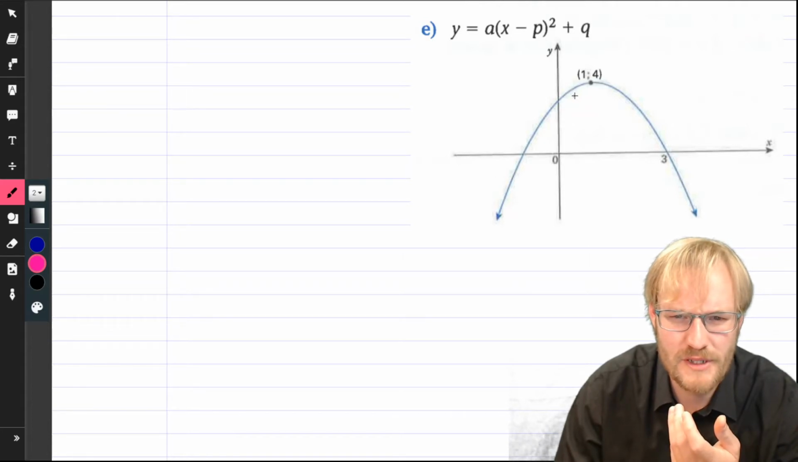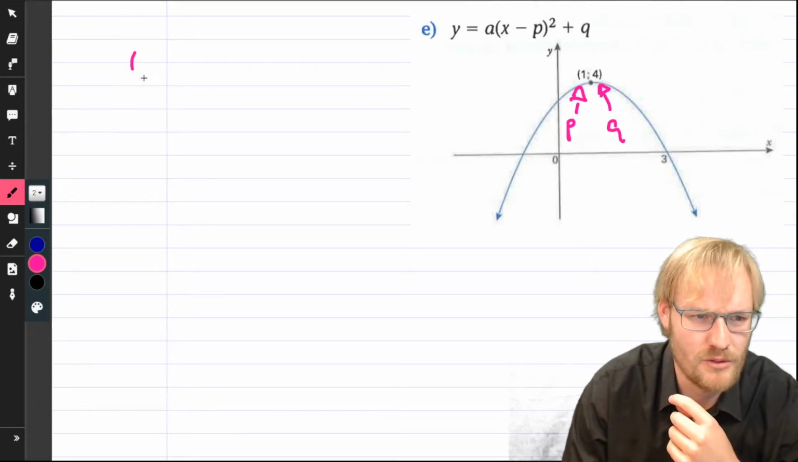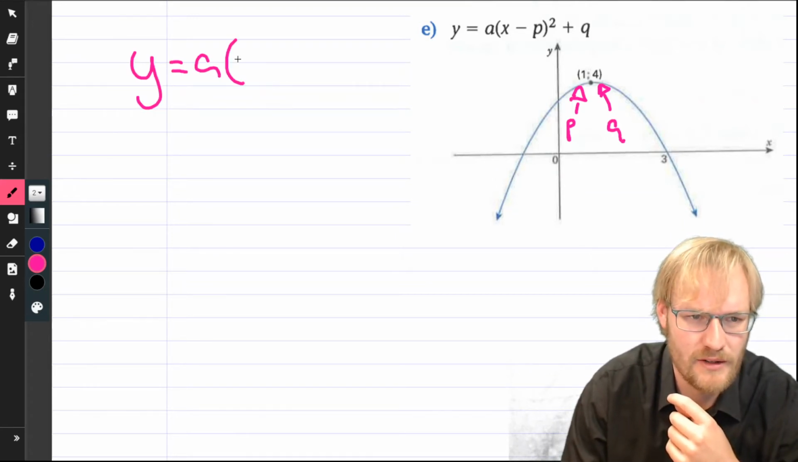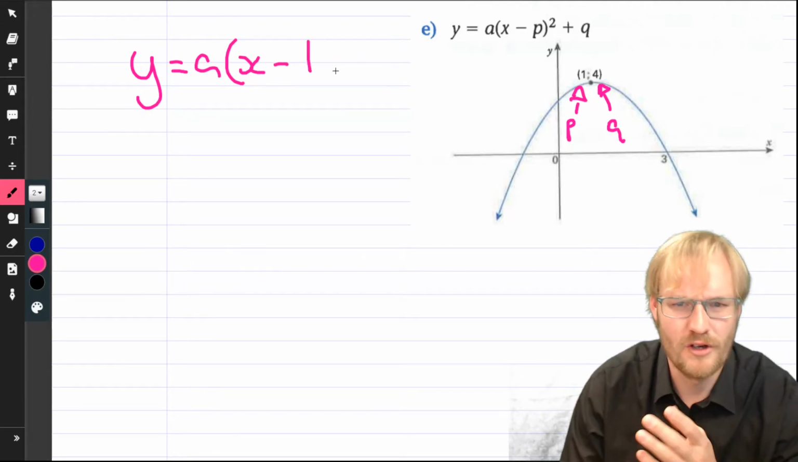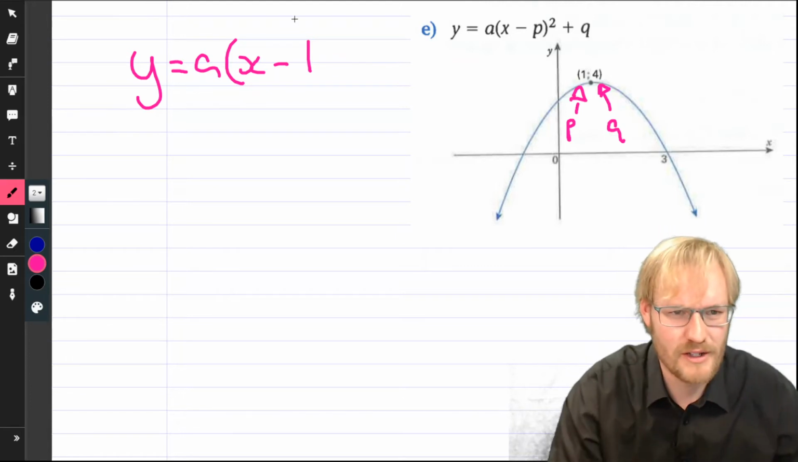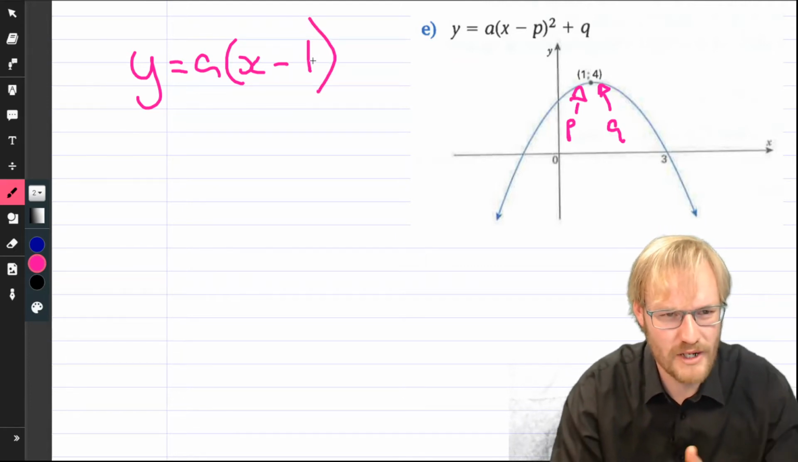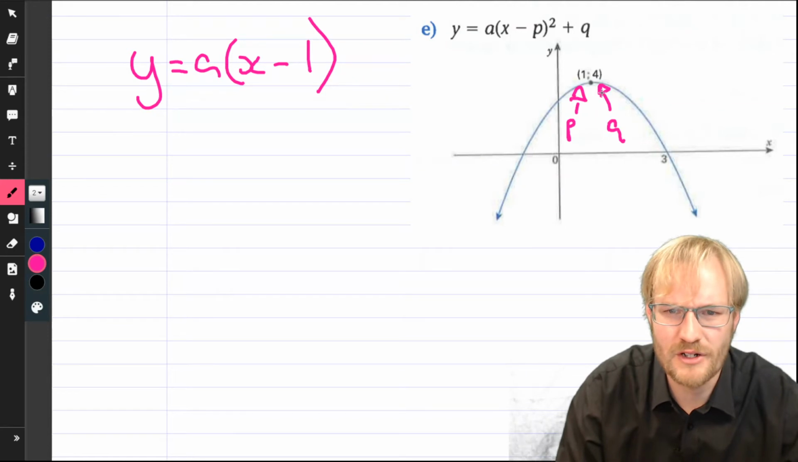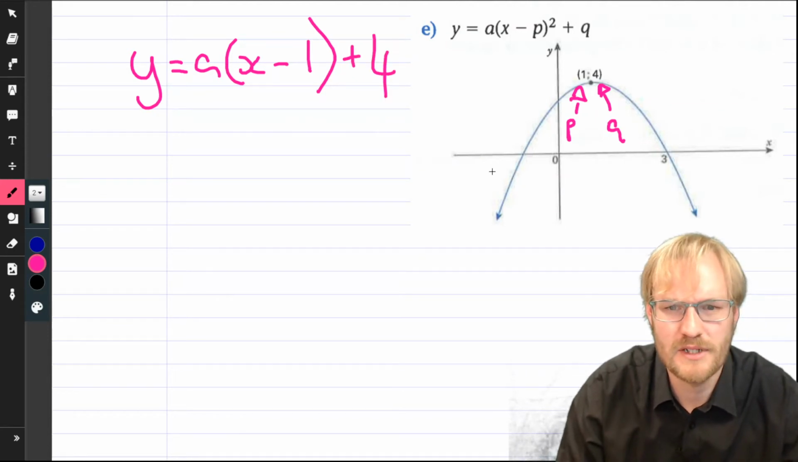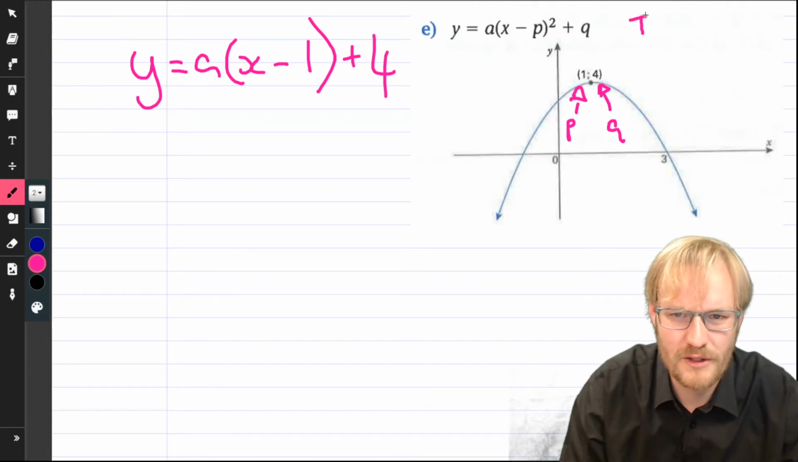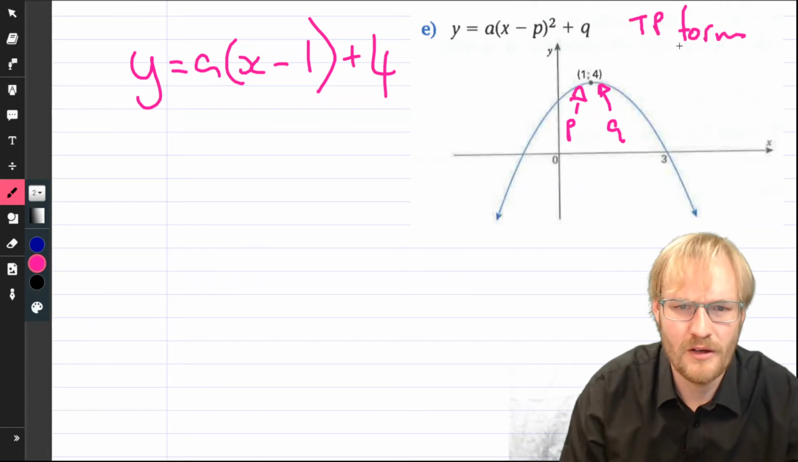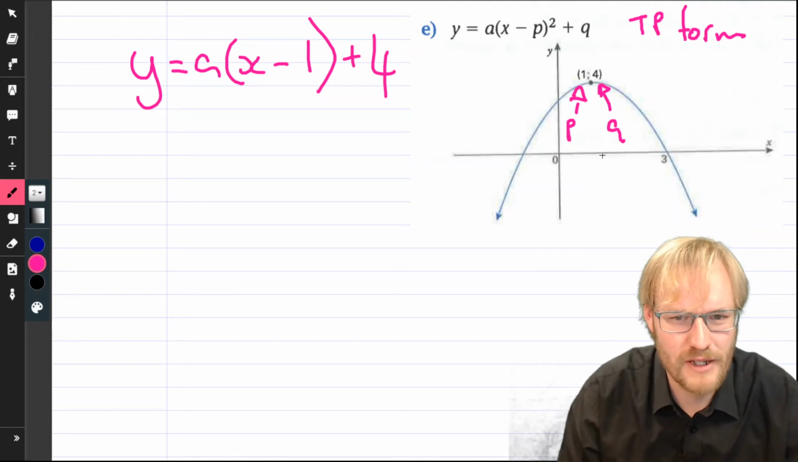The turning point basically tells us the two important values we need. It tells us P and it tells us Q. So y equals a(x minus 1). It's given to us. It's moved right by 1. So then it looks like there's a negative 1 because we're subtracting 1. And how much did it move up by? Well, it tells us it moved up by 4 because that's our Q value. That's in turning point form. This is TP form.